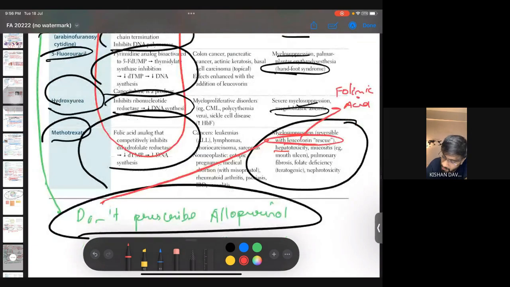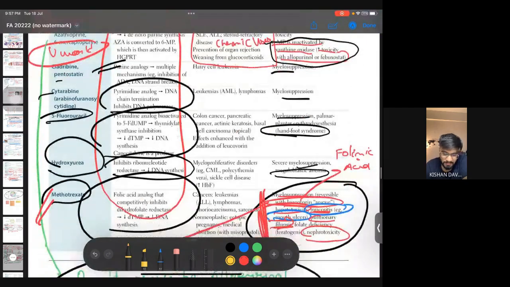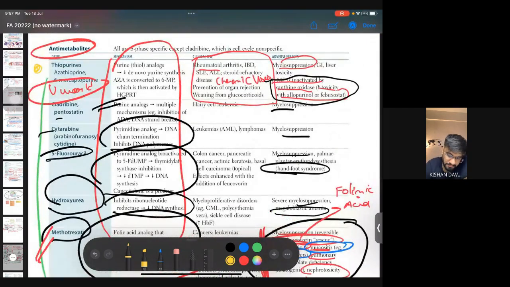Okay. Hepatotoxic, mucositis. Mucositis is another important one. Oral ulcers, they will give you oral ulcers occurring after consuming this drug, methotrexate. Pulmonary fibrosis is also important. And nephrotoxicity. So all of these are very important in case of methotrexate. Okay. So see, in this page this is important. Cladribine is important. Hydroxyurea and methotrexate. These four drugs are very important. The remaining two you just look at, no problem. But these four are very important.